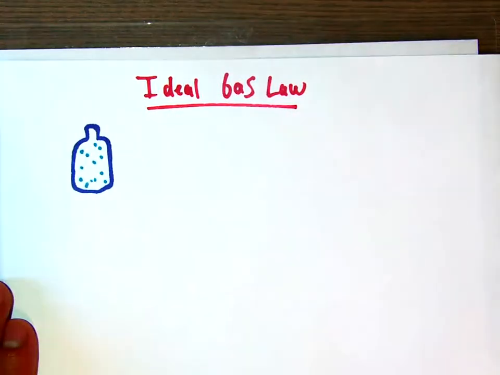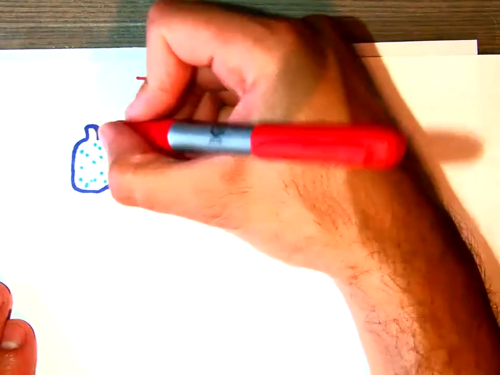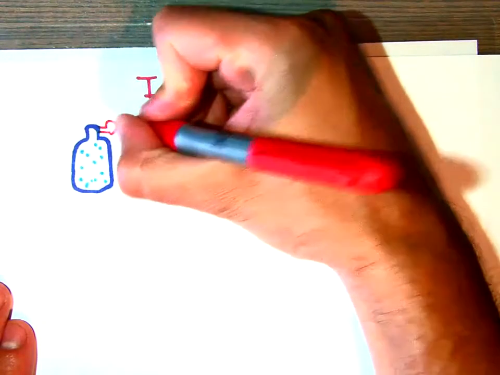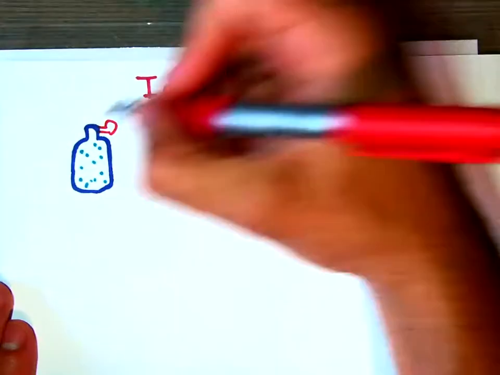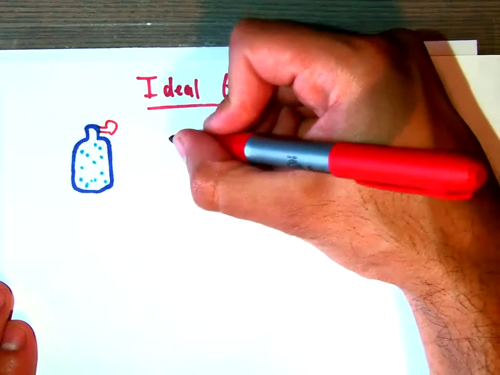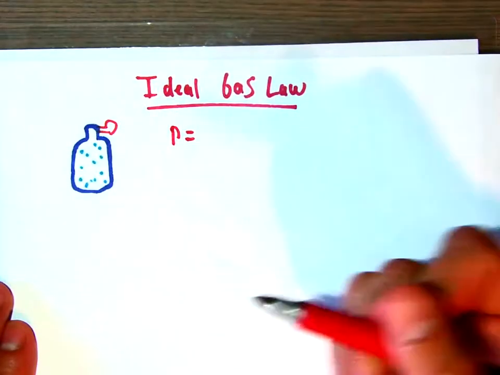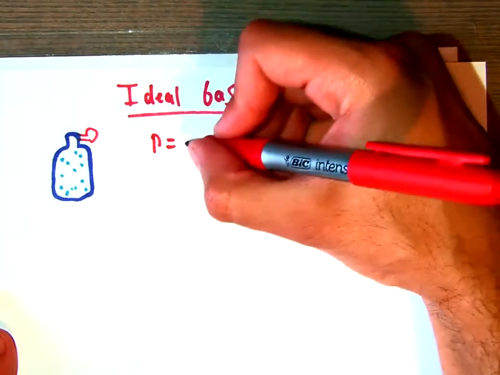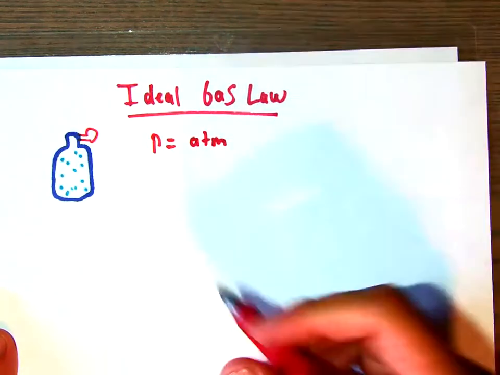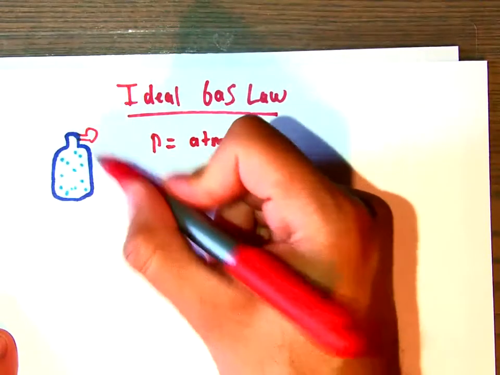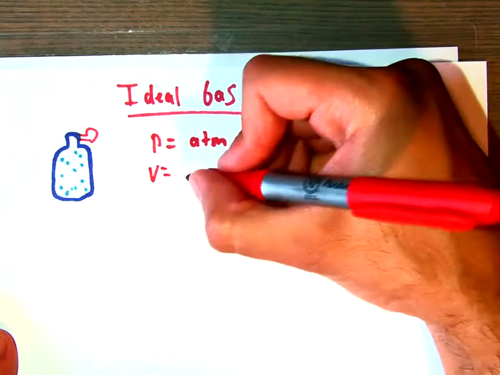Let's go over the things we can know about that gas. If I have a pressure gauge, I can measure the pressure inside of this system. Usually we measure that in atm, in atmospheres. I can measure the shape of this container, which is the volume of the gas, and we measure that in liters.